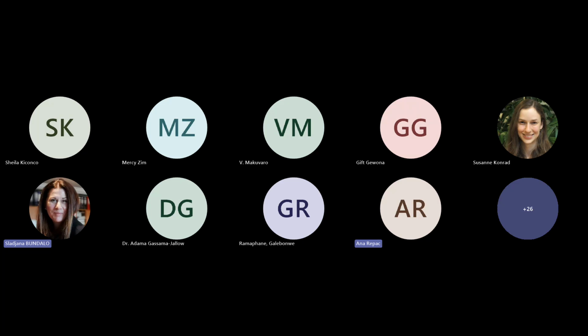How many sectors are included in our NAP? Well, our NAP has, I think, more than 10 sectors, something like that. And the NAP is for the period from 2023 to 2030, according to, of course, the Paris Agreement.